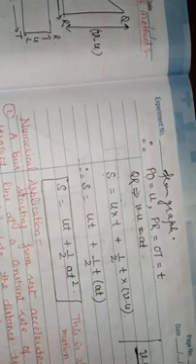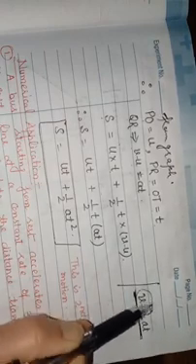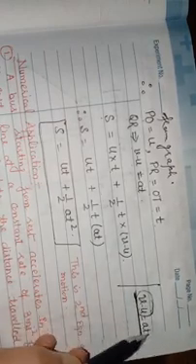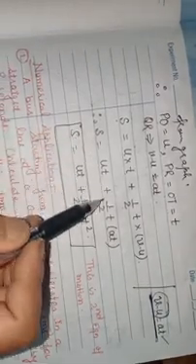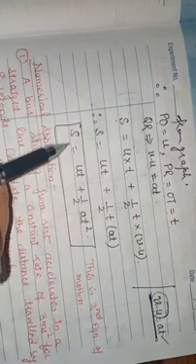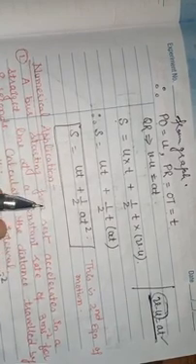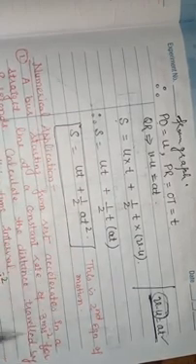Now from the first equation of motion, substitute this value instead of v minus u. That v minus u can be replaced by at. So s is equal to ut plus half t into at. Then we get s is equal to ut plus half at square. This is nothing but your second equation of motion.